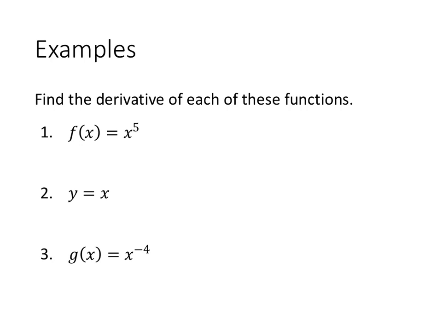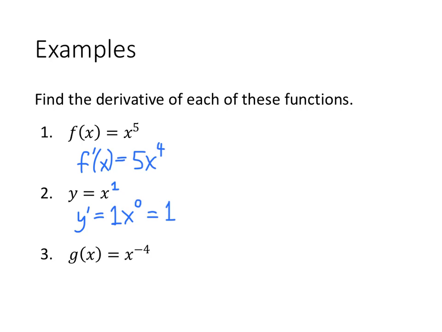Okay, let's do a few examples. So the derivative of x to the fifth is just going to be 5 times x to the fourth. We brought down the 5 and then subtracted 1 from 5 to get 4. For the function y equals x, we can think of that as x to the first power, and that means that our derivative y prime is going to be 1 times x to the 0. But anything to the 0 power is 1, so the derivative here is simply 1.